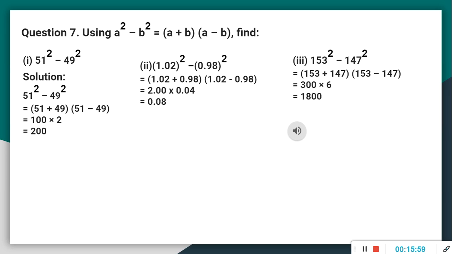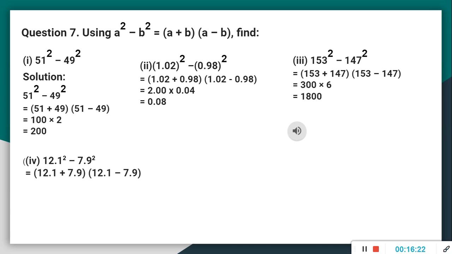So the answer will be 1800. So the answer of 153 square minus 147 square is equal to 1800. Now fourth one, 12.1 square minus 7.9 square. Here A is 12.1 and B is 7.9. So 12.1 plus 7.9 into 12.1 minus 7.9.